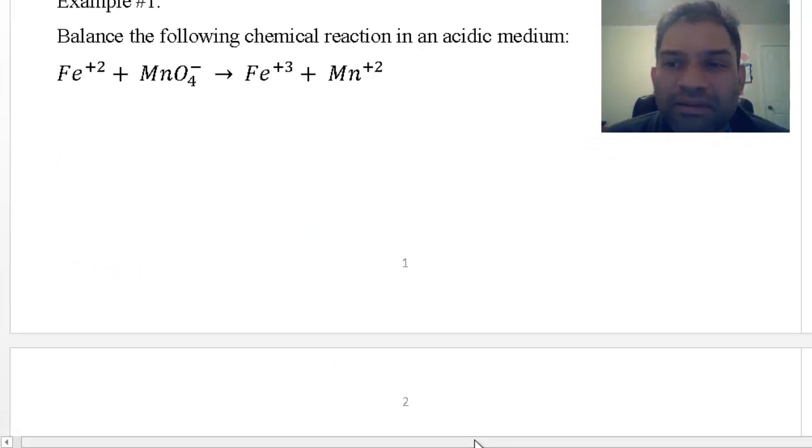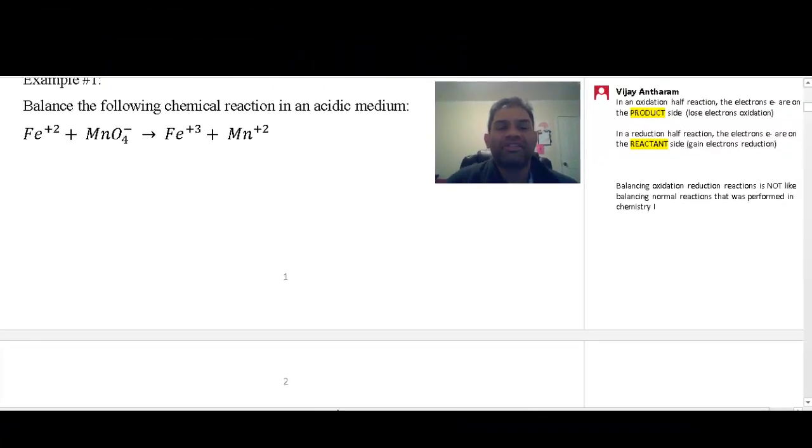So this is not quite typical of balancing chemical reactions in general chemistry, because the first thing we have to realize is that this is in an acidic medium. You can also balance redox reactions in a basic medium, but first we'll do an acidic medium. And so remember, this is an oxidation reduction reaction, so this is one part oxidation and one part reduction.